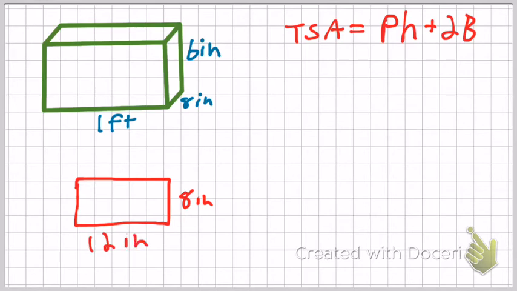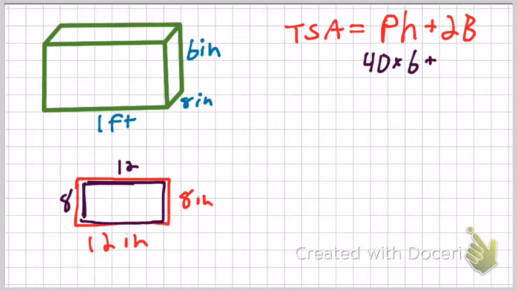All right, so we need to solve for the perimeter of this base. So that would be 12 and 8. What is this right here? That's another 12. And this? 8. What's the perimeter of that? 12, 8, 12, 8. 40. Good. Times, what's the height of the prism? 6. Good. Then 2 times, we need the area of the base.